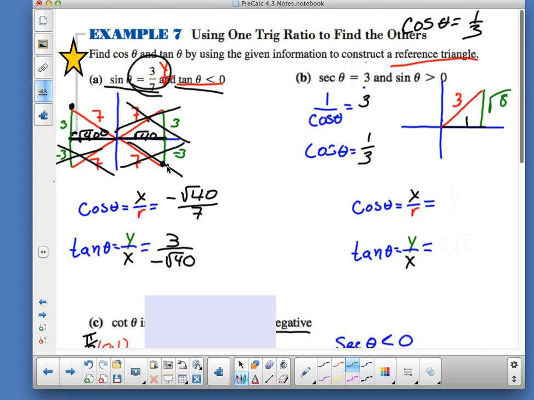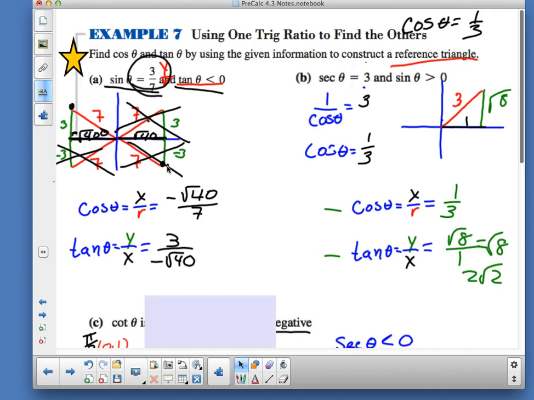But now they ask me to find cosine and tangent. Cosine is 1, r is 3, okay? And I kind of knew cosine before I even started. But then I use tangent. That's going to be my y over my x, opposite over adjacent. So that's just the square root of 8, or 2 times the square root of 2, now I can make that pretty. Are you okay with me being able to see these symptoms?